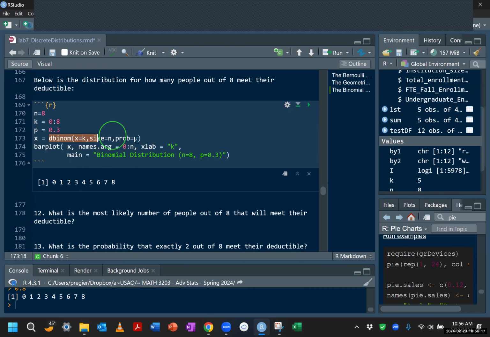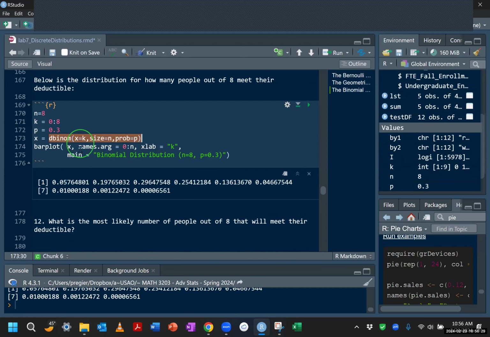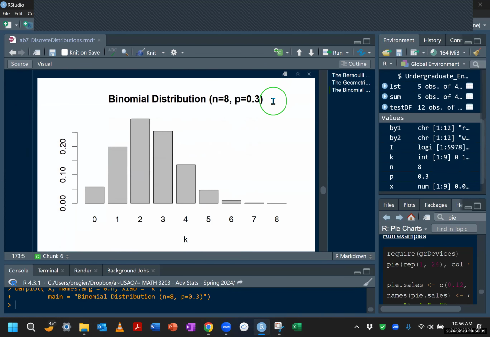And so if I run this here, I have to run all this together first. Redefine my N and my K. If I run this now with my K as that set of numbers, it gives me the probability for 0 people having the deductible, 1, 2, 3, 4, 5, 6, 7, 8. So I can plot this as a bar plot and see very nicely what this distribution looks like. So we can see this is the probability of K people meeting their deductible out of 8.